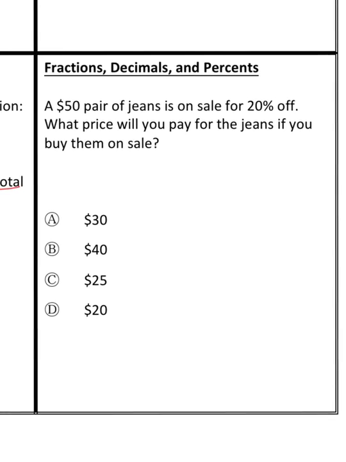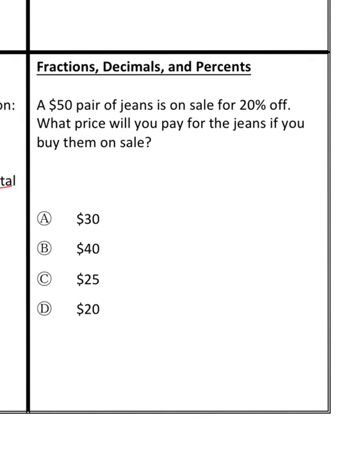Last one. This one is tricky. Let's see how you did on it. It says a $50 pair of jeans is on sale for 20% off. What price will you pay for the jeans if you buy them on sale? So I'm actually going to do a bar diagram for this. This is going to be my $50 pair of jeans, and it's on sale for 20% off.